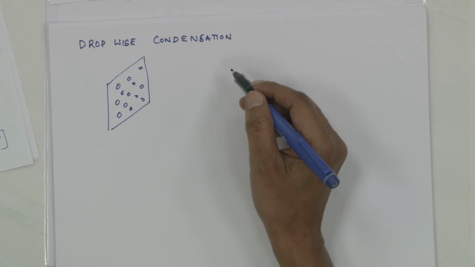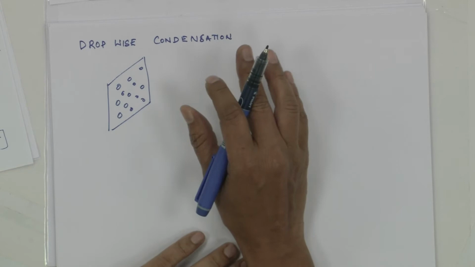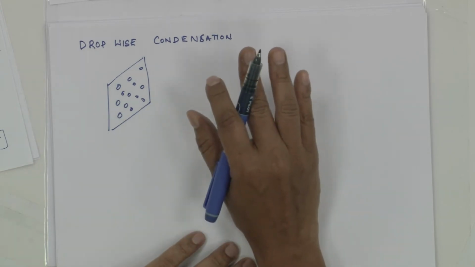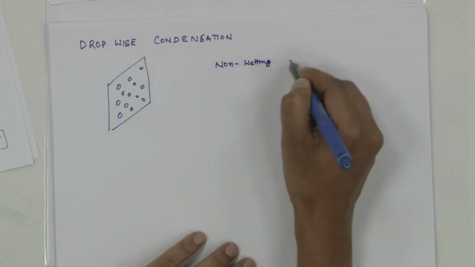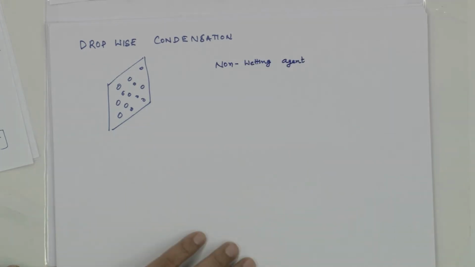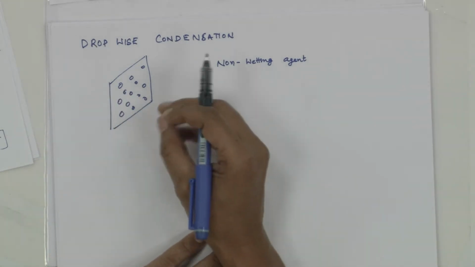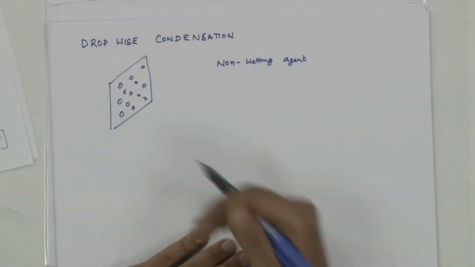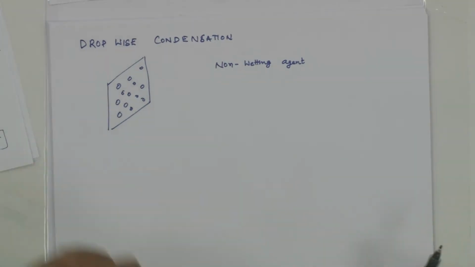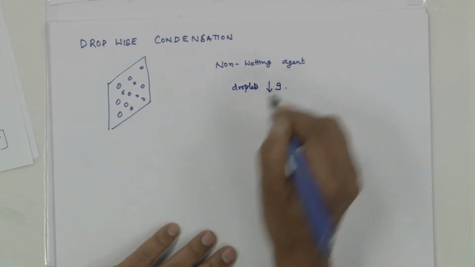If the condensate does not wet the wall, that is, it is either greasy, dirty, or you have put a non-wetting agent on it, if dirt or some grease is there, the droplets are formed, blanket is not formed. Then these droplets coalesce and condensation takes place, and then these droplets start falling down by virtue of gravity.